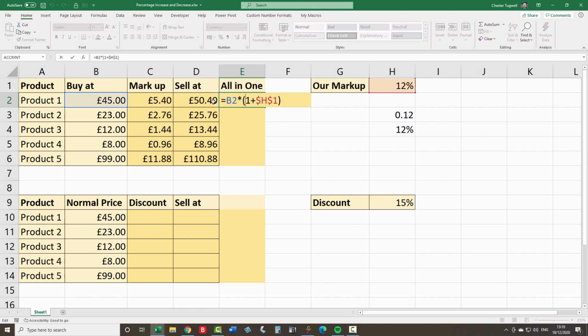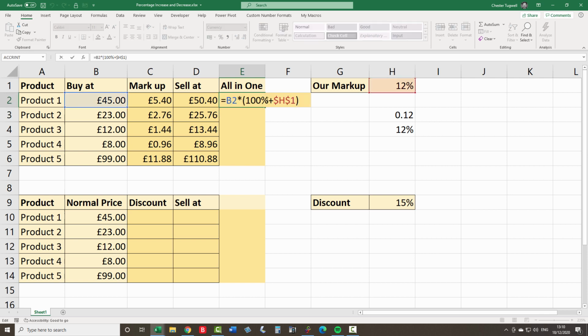So how does this work? Well, obviously £45 times 1 plus H1. Well, what's 1 plus 12%? It's 112%. 1 is the same as typing 100%. It'll give you the same answer.